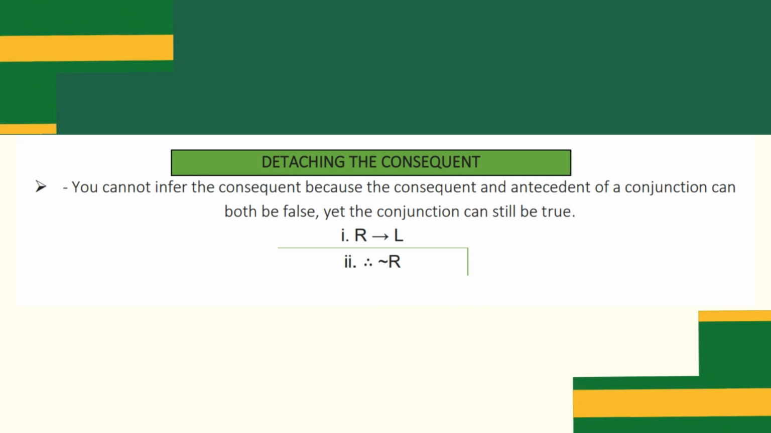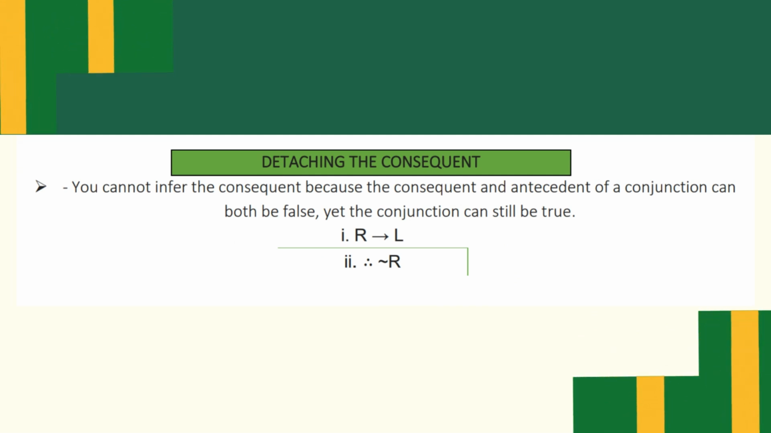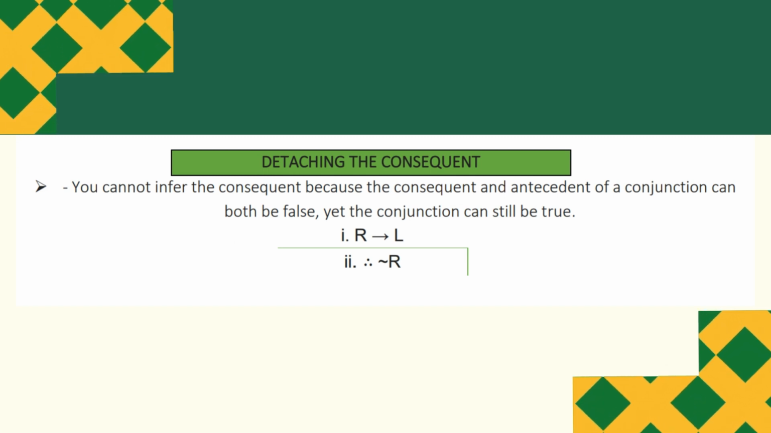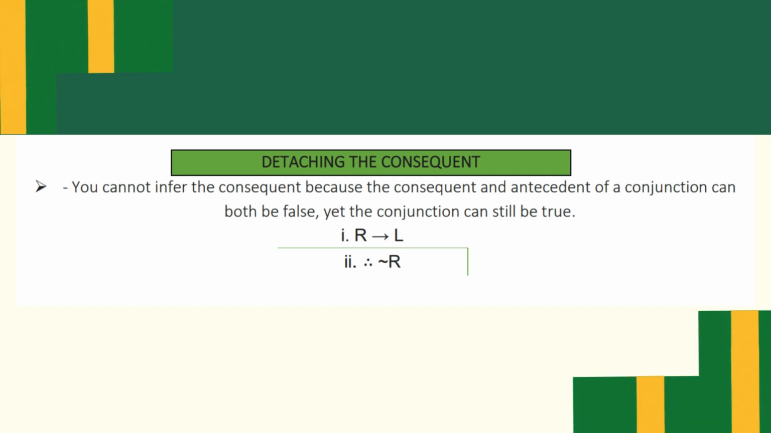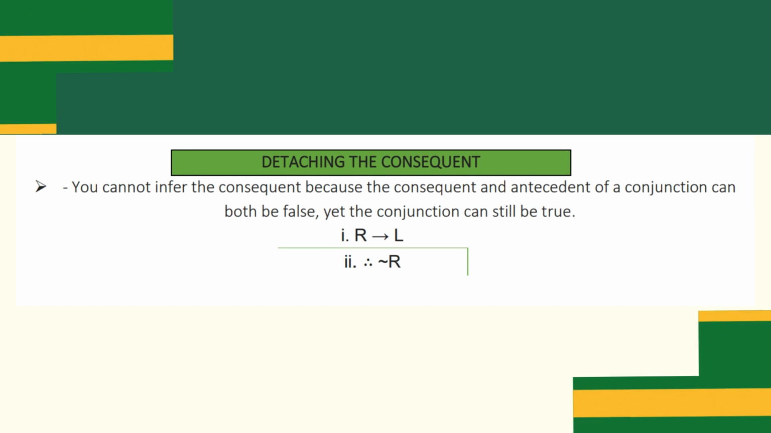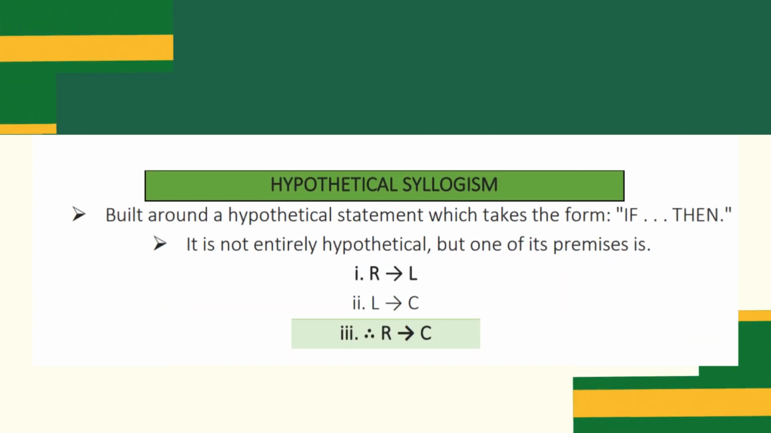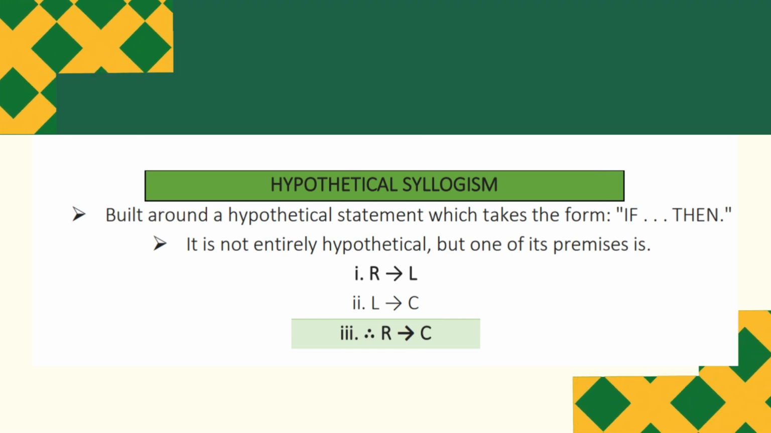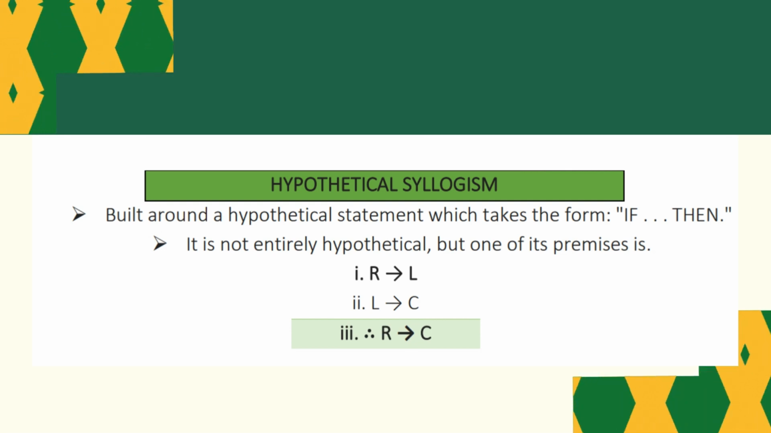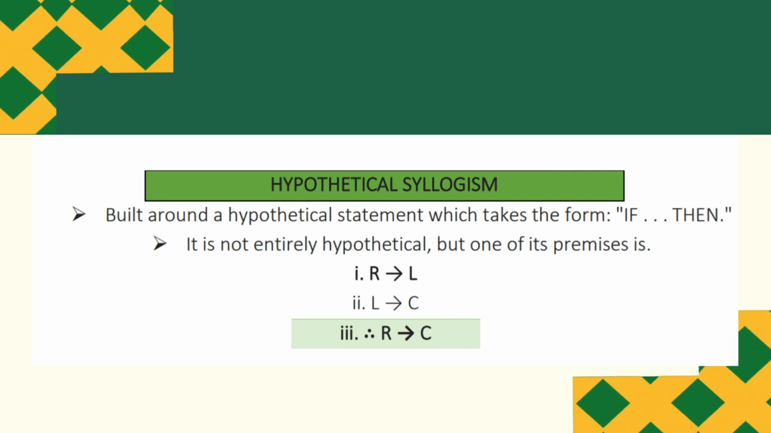Next, we have detaching the consequent. We cannot infer the consequent because the consequent and antecedent of a conjunction can both be false, yet the conjunction can still be true. Premise 1, if R, then L. Premise 2, therefore not R. We also have the hypothetical syllogism, built around a hypothetical statement which takes the form if, then. It is not entirely hypothetical, but one of its premises is. Premise 1, if R, then L. Premise 2, if L, then C. Premise 3, therefore, if R, then C.